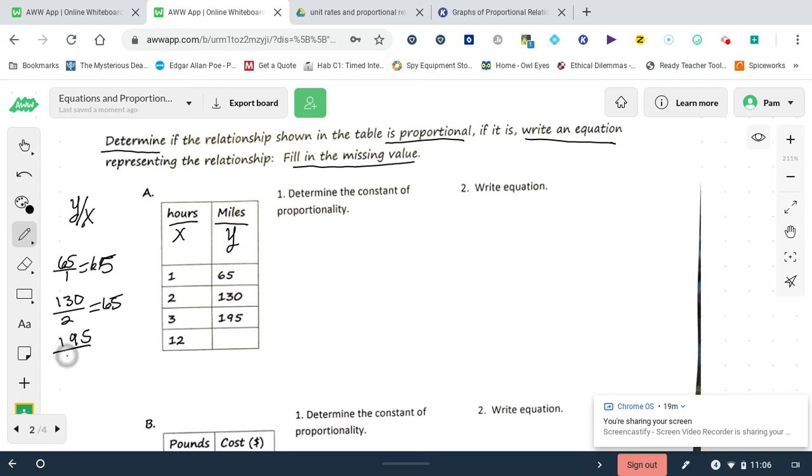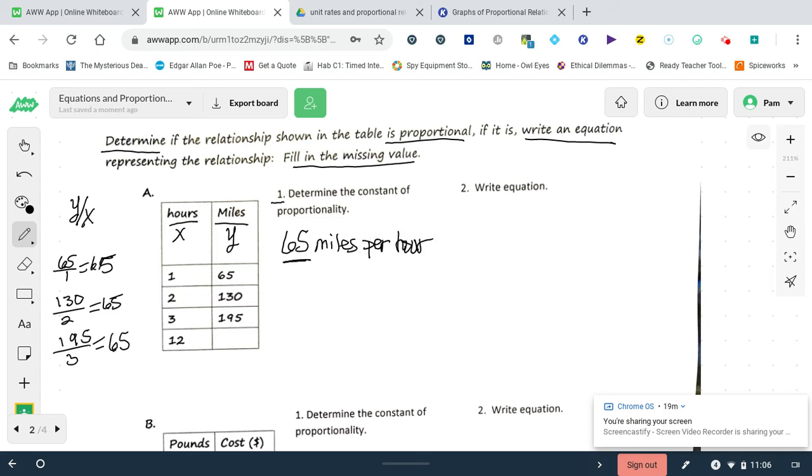All right, so with that being said, all of them are the same. You're not going to worry about that missing value right now. I'm sure most of you could figure it out, but don't worry about that missing value, okay? All right, so I keep getting 65. So it says, on number 1, determine the constant of proportionality. The constant of proportionality is 65, and I'm just going to put 65 miles per hour.